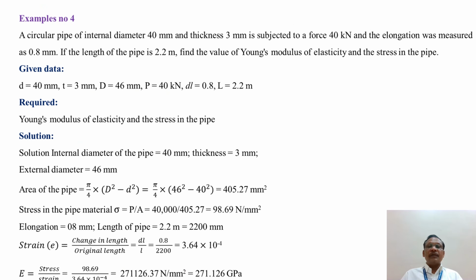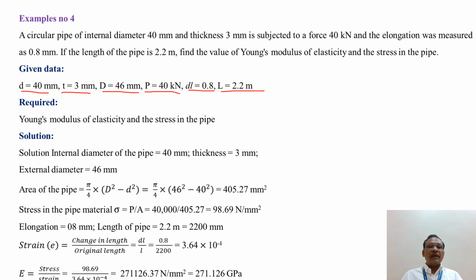Then we're going to discuss the fourth example. A circular pipe of internal diameter 40 mm and thickness 3 mm is subjected to a force of 40 kN and the elongation was measured as 0.8 millimeter. If the length of the pipe is 2.2 meter, find the value of Young's modulus of elasticity and the stress in the pipe. So what is given? Diameter of the pipe, thickness, external force, change in length, and original length are given. Required: Young's modulus of elasticity and the stress in the pipe.